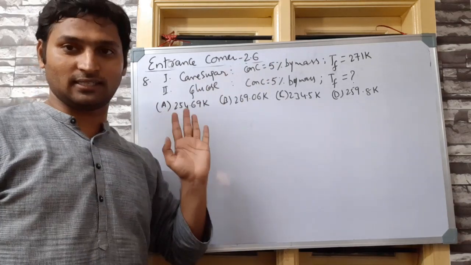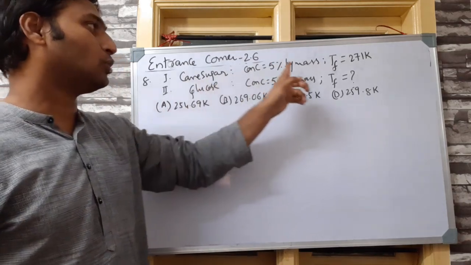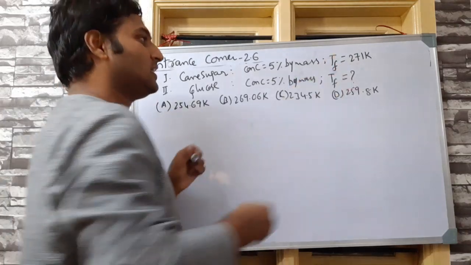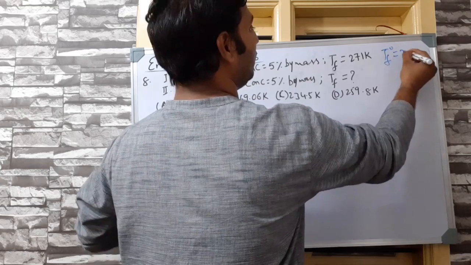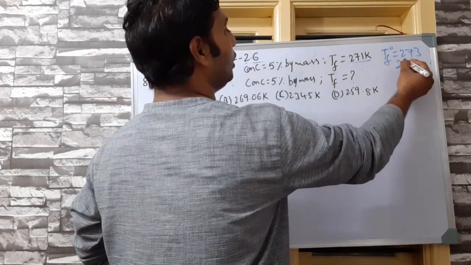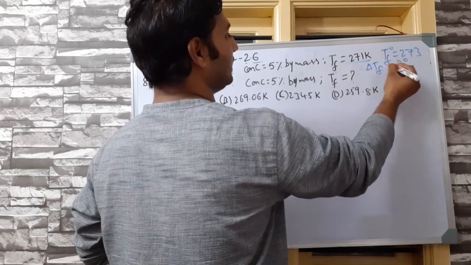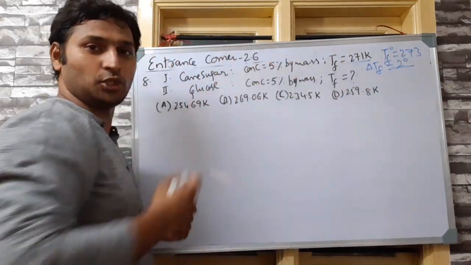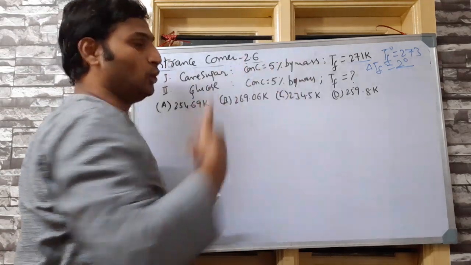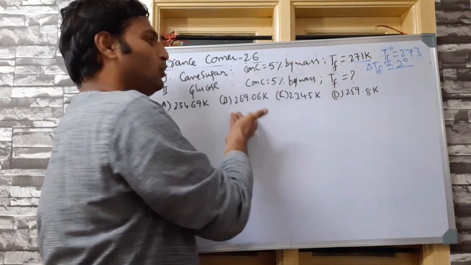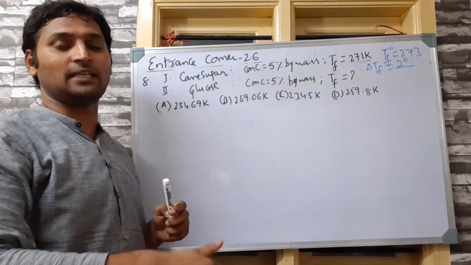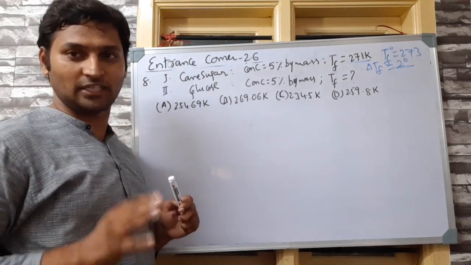So concentrations are same. Then cane sugar has reduced freezing point to 271. What is the freezing point of pure water? TF naught is 273. That means it has reduced to 271, means how many degrees it has reduced? 2 degrees it has reduced. So delta TF is 2 degrees in case of cane sugar. Now he is asking what would be the freezing point of solution of glucose. If you find delta TF of glucose solution, you can get freezing point of glucose solution by subtracting from 273 again. That's not an issue.